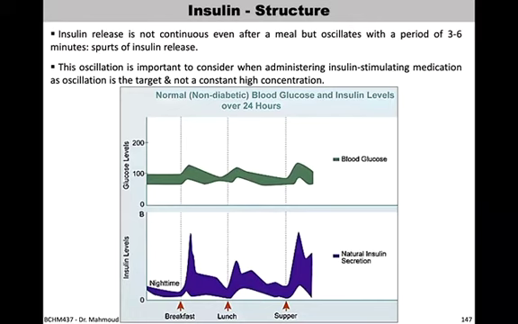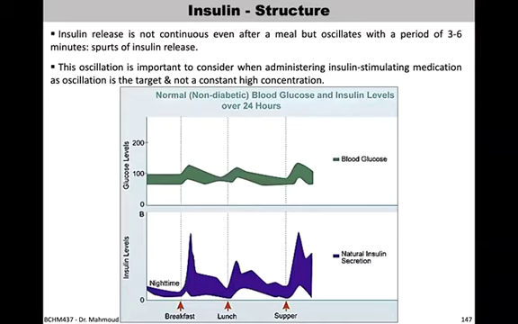For the secretion, this slide shows when insulin is secreted, and it correlates with the blood glucose level. You can see insulin release is not continuous, even after a meal, but oscillates with a period of around 3 to 6 minutes. So it's like bursts of insulin release. Oscillation means getting high and low in the concentration of insulin.